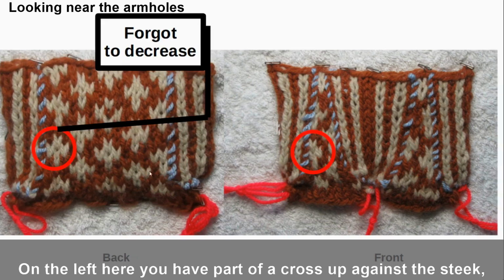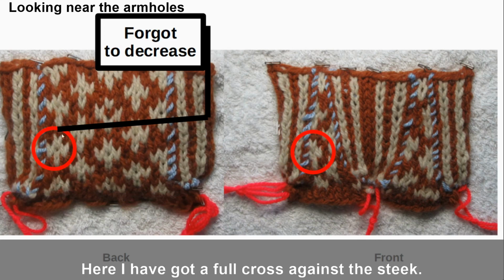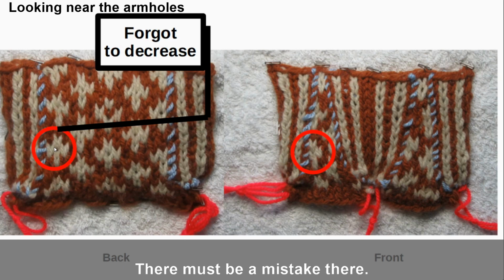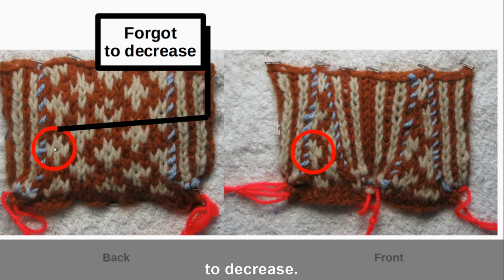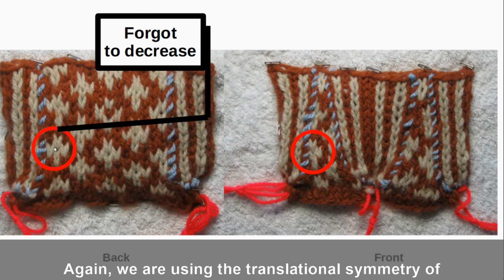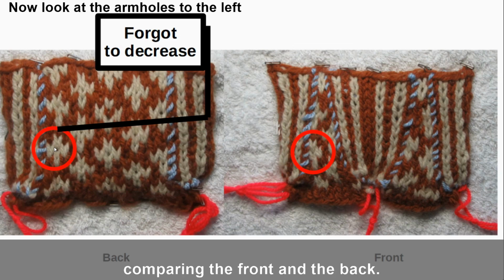On the left here we've got part of a cross up against the steek. Here we've got a full cross against the steek. There must be a mistake there, and in this particular mistake I forgot to decrease. So again, we're using the translational symmetry of comparing the front and the back.